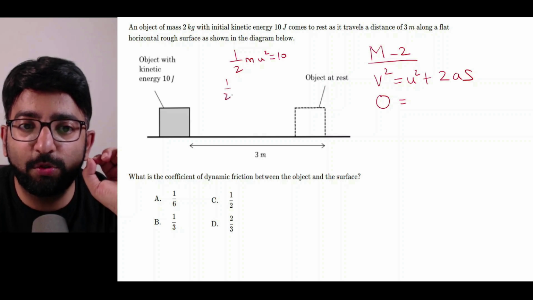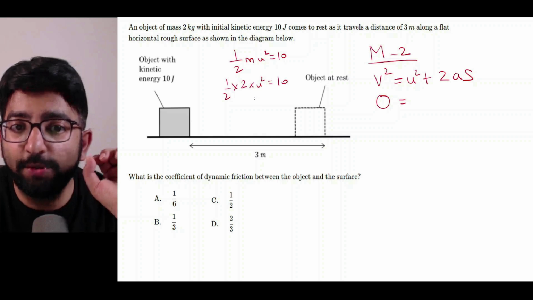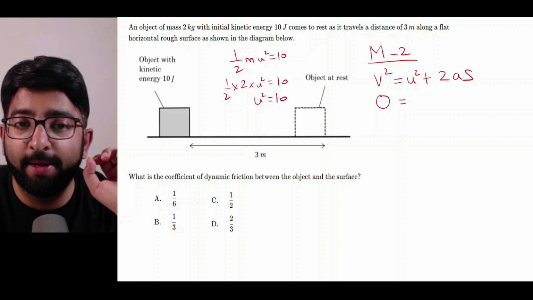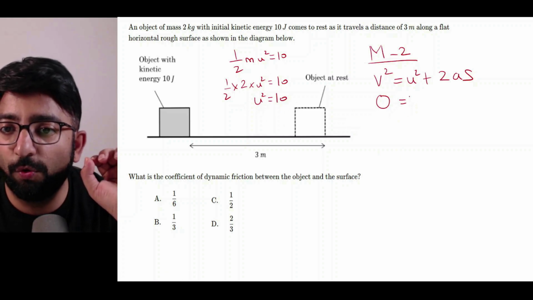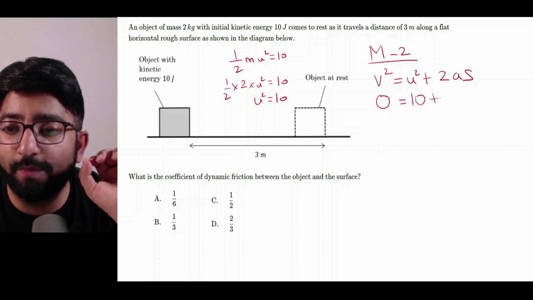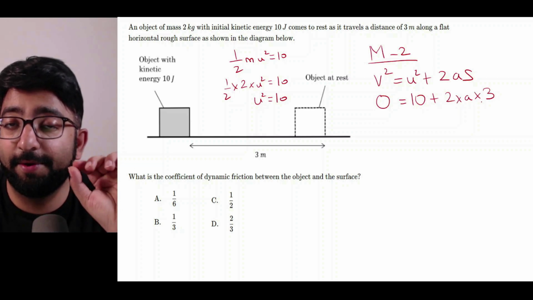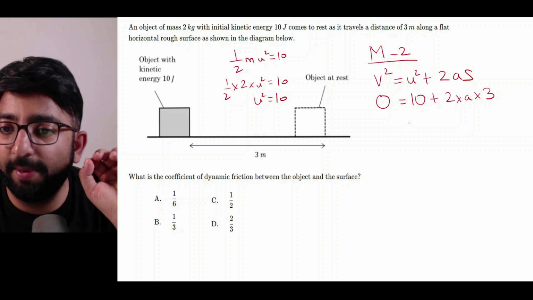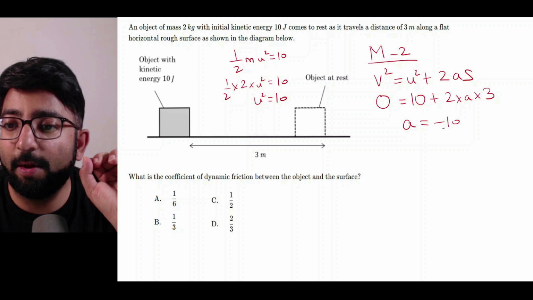So let's write down half m u square is equal to 10. Mass of the object is 2. So half into 2 into u square will come out as 10. So u square will be equal to 10. So directly we can put this value of u square in this equation. So we write 0 is equal to 10 plus 2 times acceleration, and the distance traveled is given in the question as 3. So if we make a the subject, we will get acceleration as negative 10 upon 6.